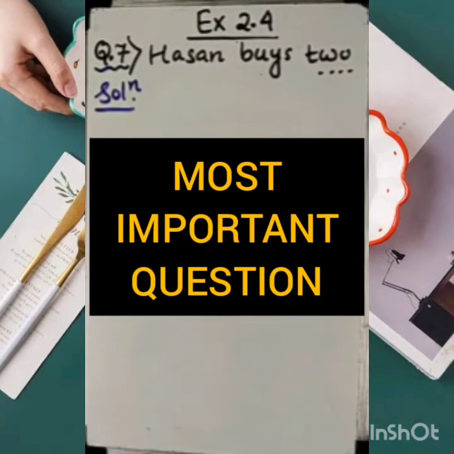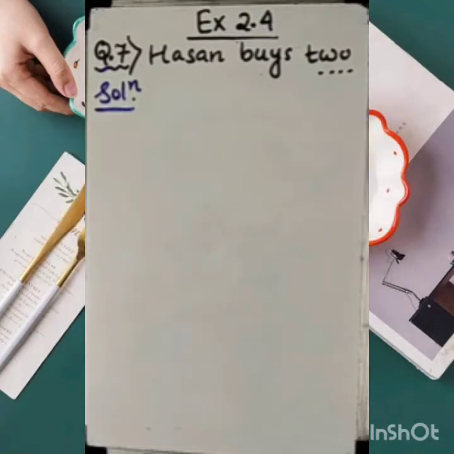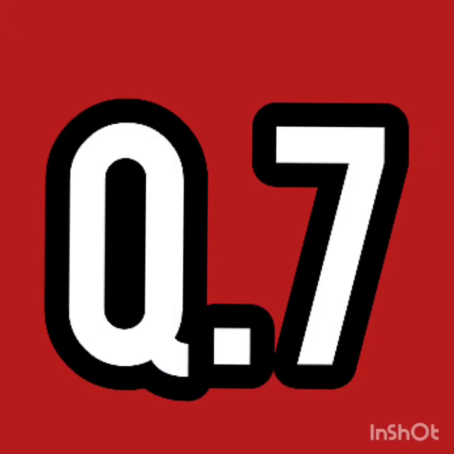Now, the most important question of exercise 2.4, dear student, which is a little bit lengthy, uses concepts of your class 7th related to cost price and selling price, which we have already studied in chapter 8, comparing quantities. Those formulas will be used here. The question is a little bit tricky and lengthy also, so you must go through this video again and again to understand the concepts of this question number 7 nicely. Okay, so let's begin question number 7.